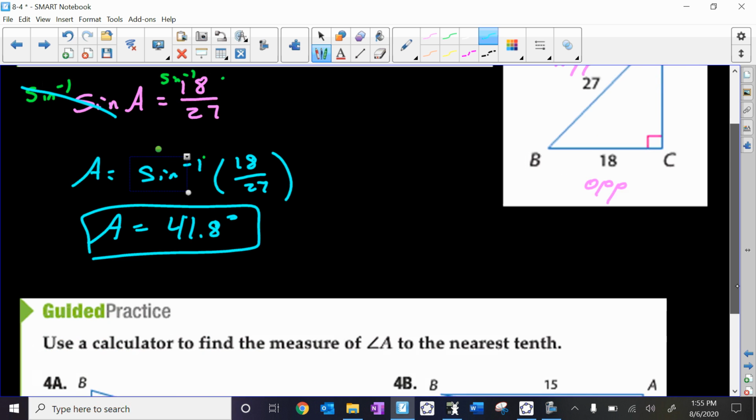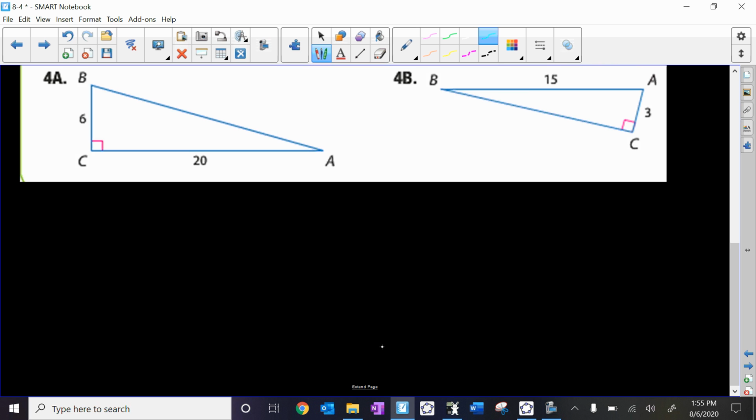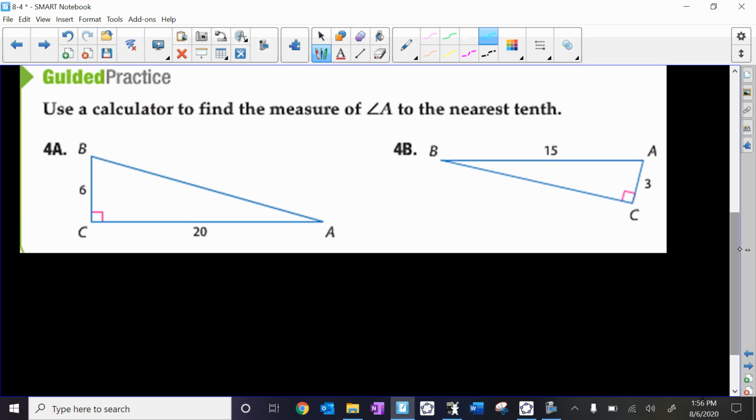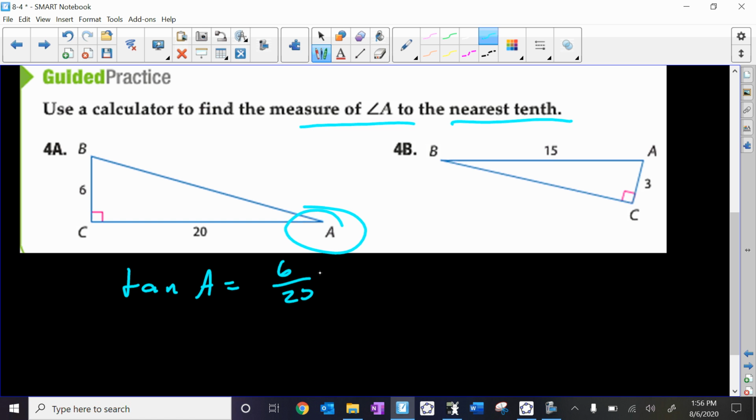I'll do one more down here at the bottom. We'll look at 4a. We're going to continue to find the measure of angle A to the nearest tenth. So here's angle A. 6 is opposite, 20 is adjacent. So now we want the tangent function of A equal to 6 over 20.